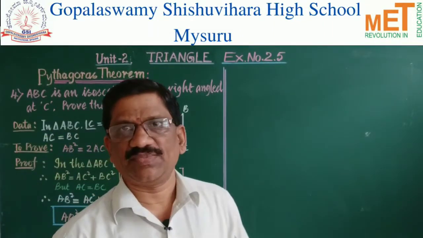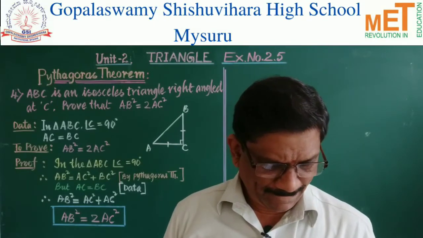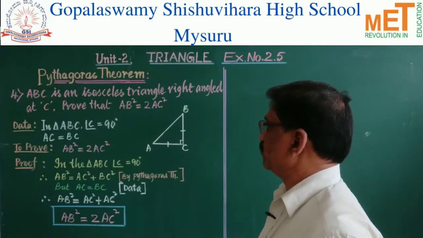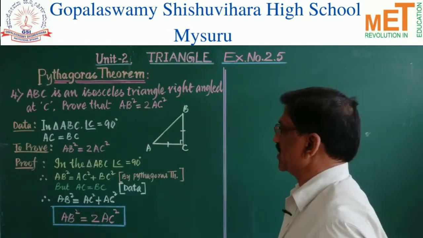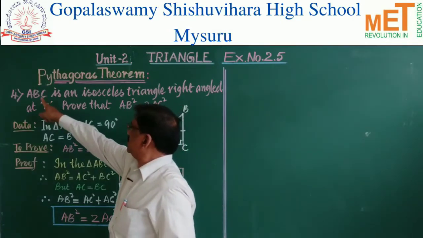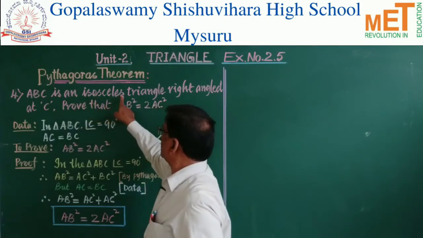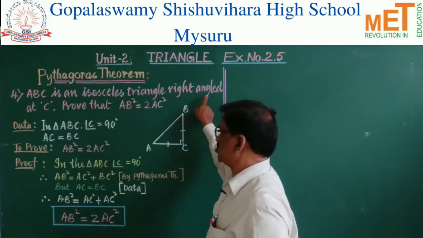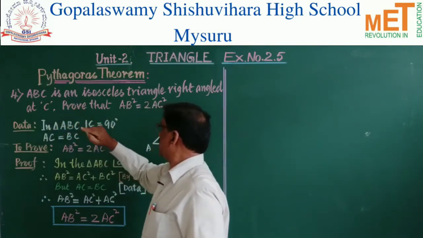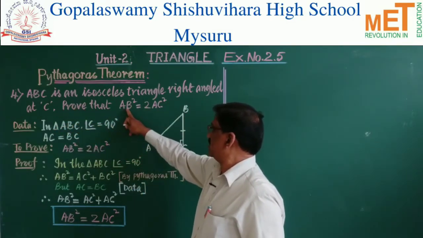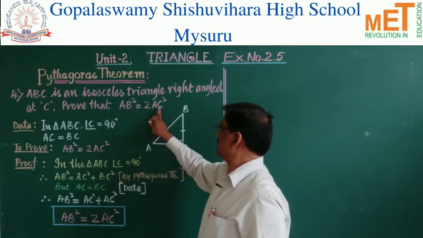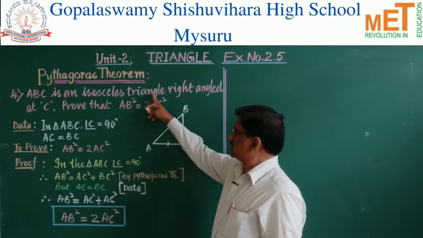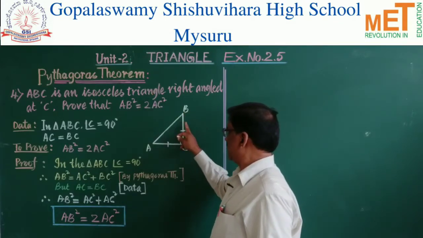Children, we shall take up the next sum, that is fourth sum in the exercise 2.5. What it says, you see here, ABC is an isosceles triangle right angled at C. Prove that AB square is equal to 2AC square. Children, here you see, according to the statement, the figure is drawn.